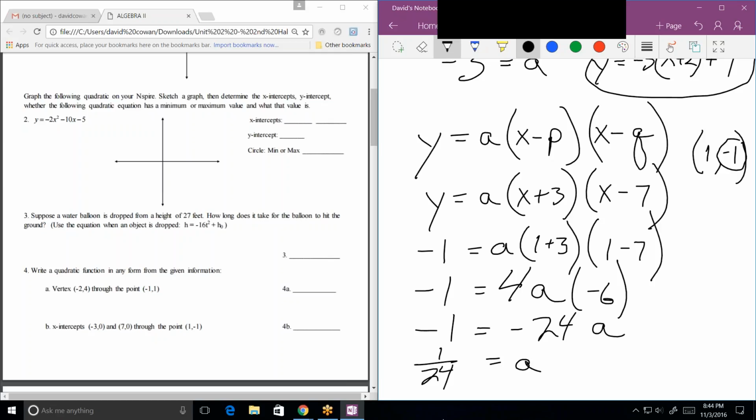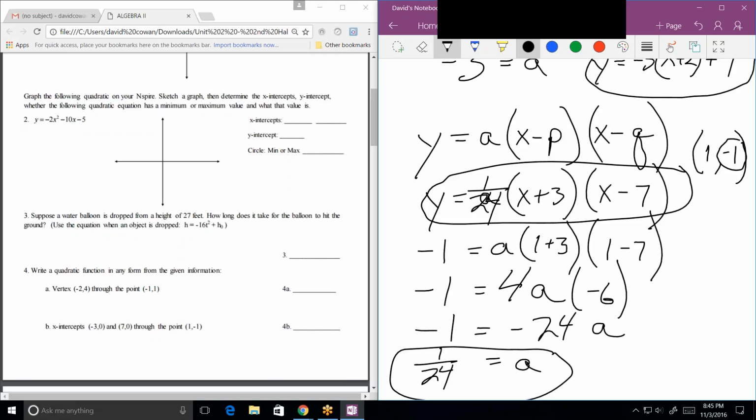What's my final equation? Maybe y equals 1 over 24, that would be times x plus 3, and then that would be times x minus 7. Yeah, you basically take that and just replace a with what we solved for.